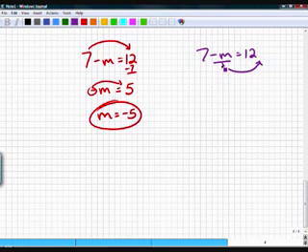At the same time, if I'm going to move my m over there, in order to get it by itself, at the same time I'm going to take that 12 and do what with it? Move it to the other side. You see, then it's going to be by itself. So negative m moved to the right side becomes positive m. Positive 12 moved to the left side becomes negative 12. What's 7 minus 12?